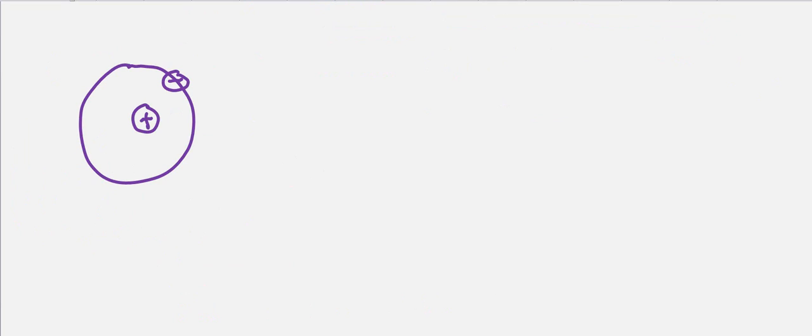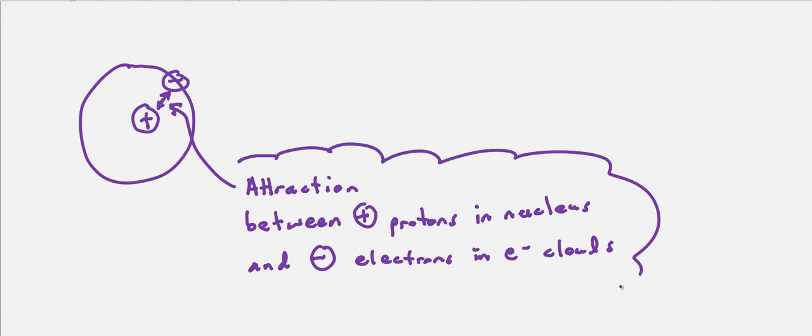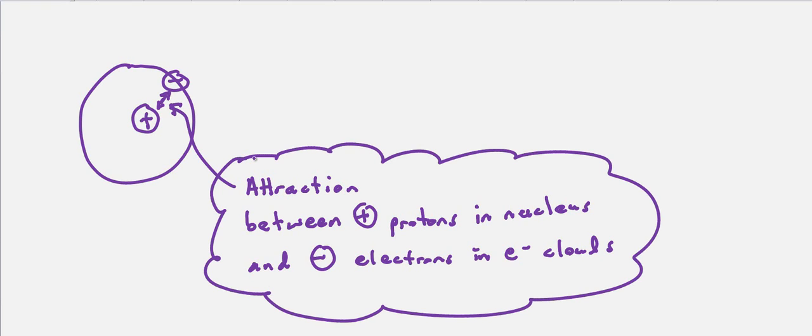Let's take a closer look at a very simplified version of an atom. Just focusing again that the nucleus in an atom is always going to be positive, and the electrons located in the electron cloud are always going to be negative. Because of the positive charge in the protons in the nucleus and the negative charge of the electrons in the electron cloud, there's going to be an attraction between the protons in the nucleus and the negatively charged electrons in the electron clouds.